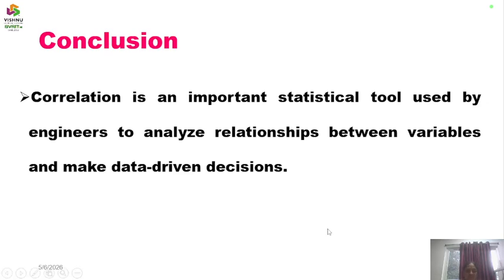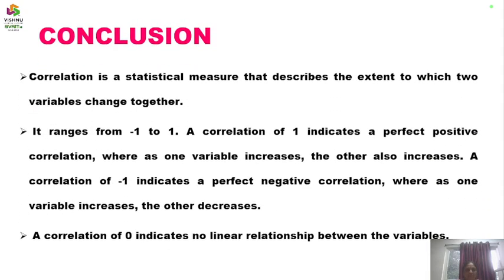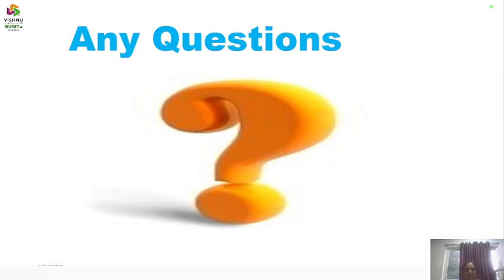So come to the final part, the conclusion. Correlation is an important statistical tool used by engineers to analyze the relationships between variables and make data-driven decisions. And one more conclusion, correlation is a powerful statistical tool used by engineers for analyzing relations between variables and making data-driven decisions, right? It ranges from -1 to 1. 1 indicates positive, -1 indicates negative, 0 indicates no relation.